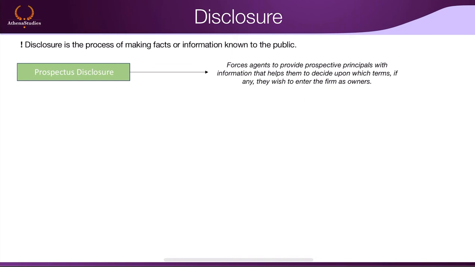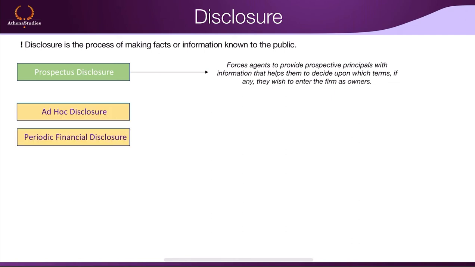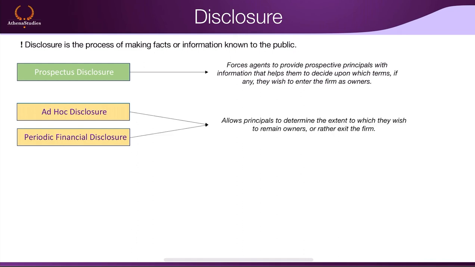As the name suggests, it's prospective. So this information is provided to people who are currently not shareholders, so prospective shareholders. And then we have ad hoc disclosure, in addition to periodic financial disclosure. We mention them together because these are on demand, or action specific, or event specific. So they allow principals to determine the extent to which they wish to remain owners or rather exit the firm.